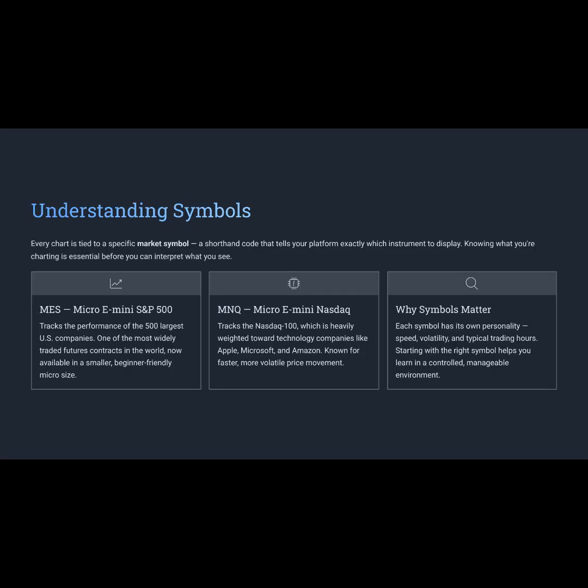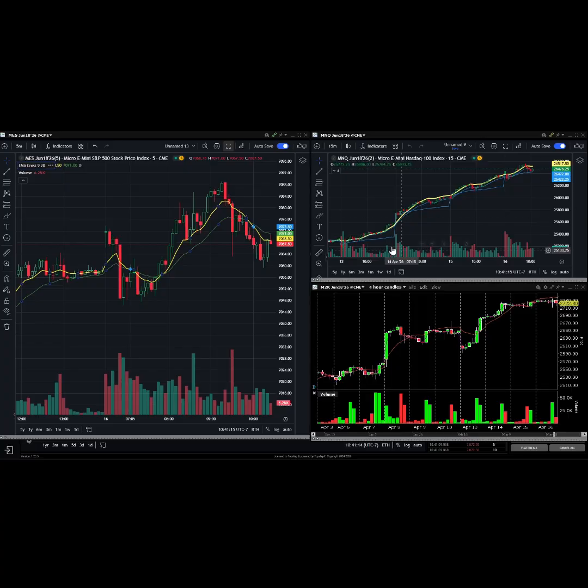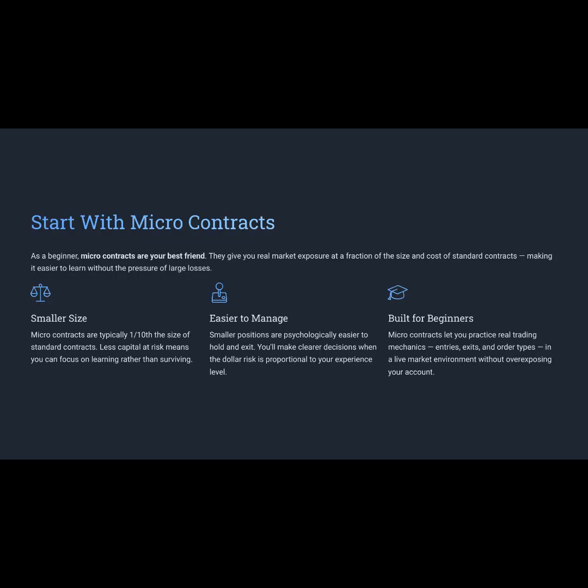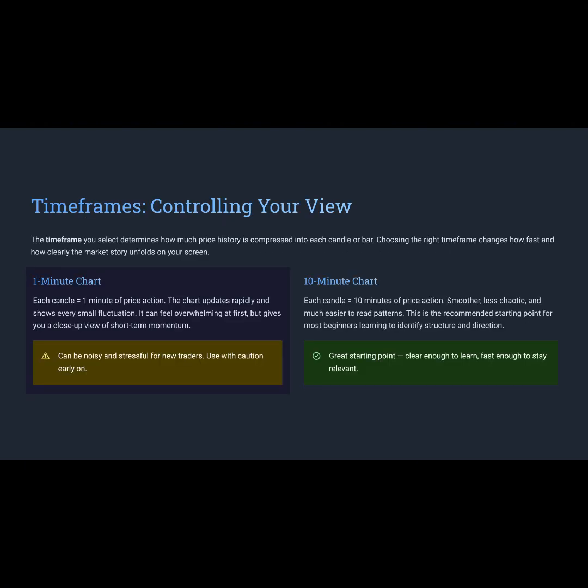Now let's talk about symbols because this is important. Every chart represents a market. For example, MES is the micro S&P 500. MNQ is the micro NASDAQ. There are larger contracts like ES and NQ, but for beginners, I want you focused on the micro contracts. They're more manageable and easier to learn with. Right now, your goal is not to jump into size. It's to understand movement.